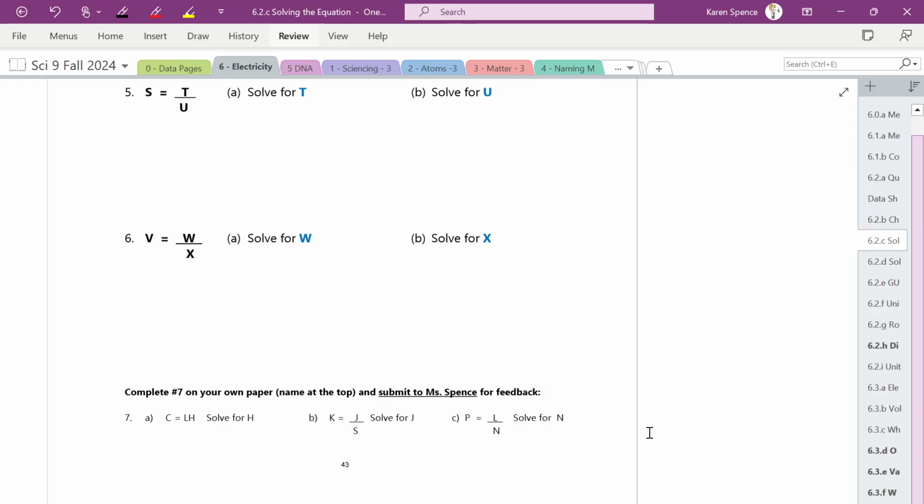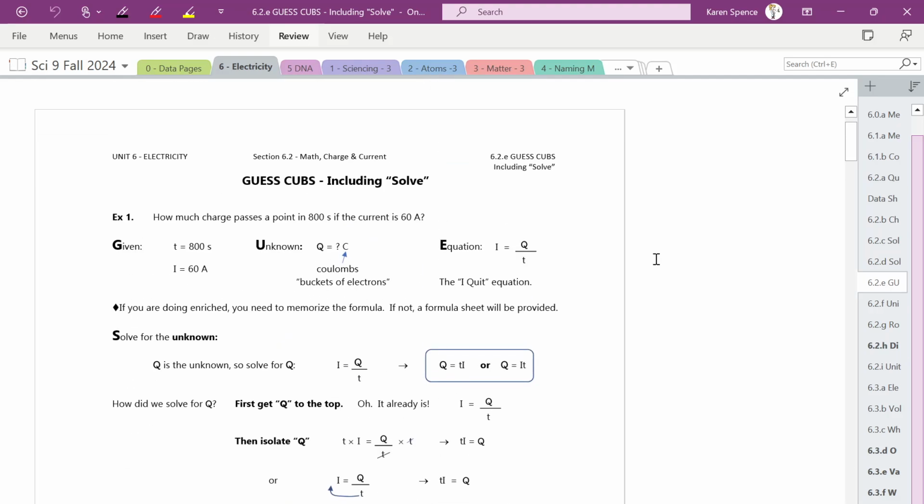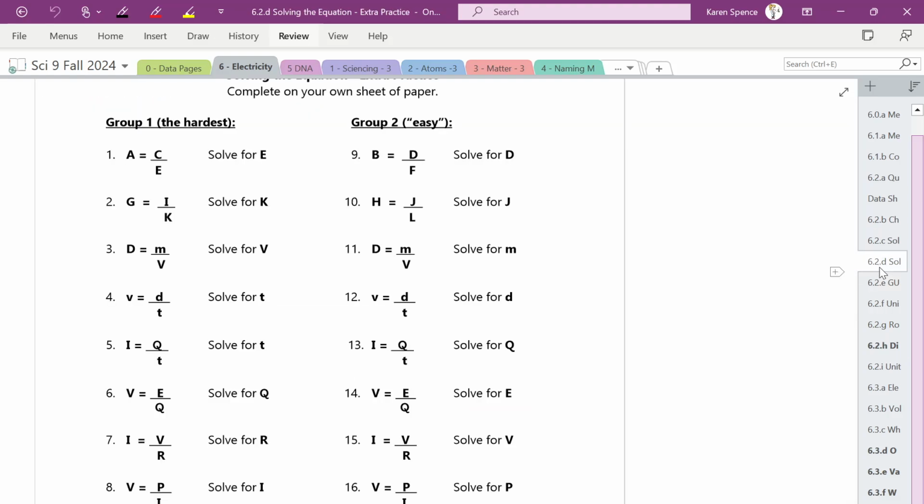If you're really good with all of that and you want to work ahead, you can try 6.2E if you want to work ahead.